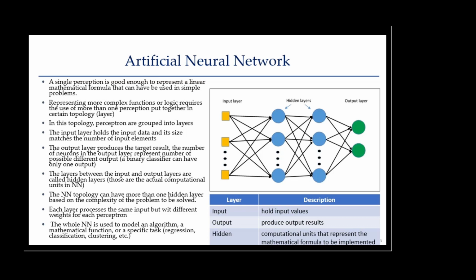The layers between the input and the output are called hidden layers. Those are the actual computational units in a neural network. The neural network topology can have more than one hidden layer based on the complexity of the problem to be solved. Each layer processes the same input, but with different weights for each perceptron. The whole neural network at large is used to model an algorithm, a mathematical formula, or a specific task like a regression, classification, or clustering task.